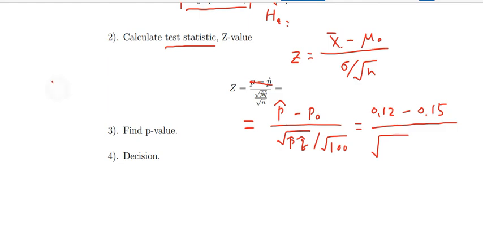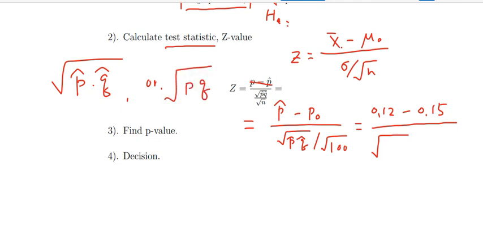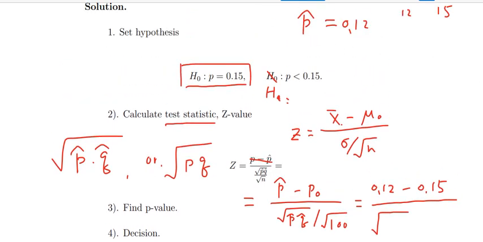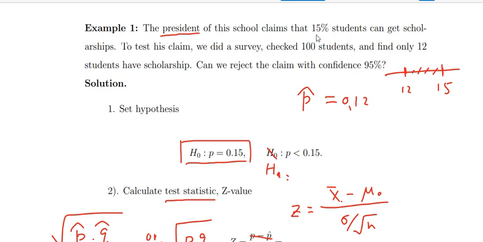So here there's a question. Should we use this p hat q hat or pq? This is a logic issue. Okay, so let's say if some people claim this 15% is for the whole population, right?